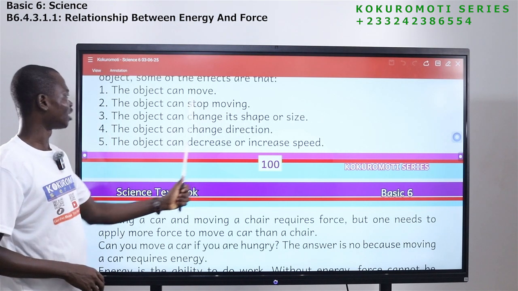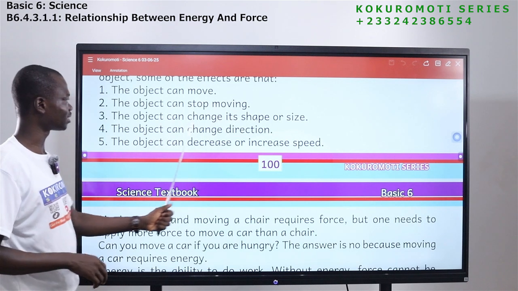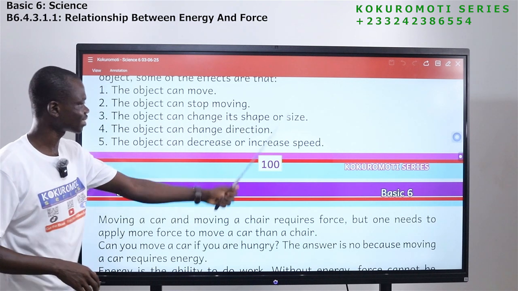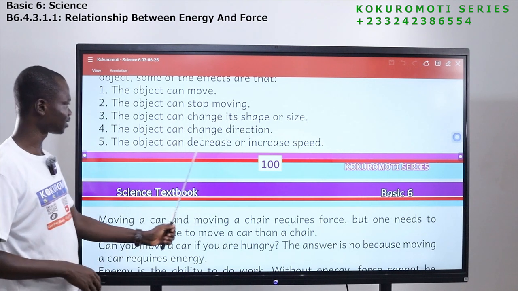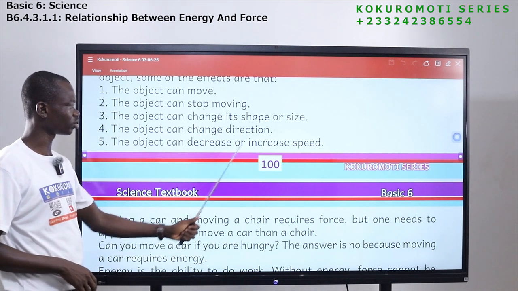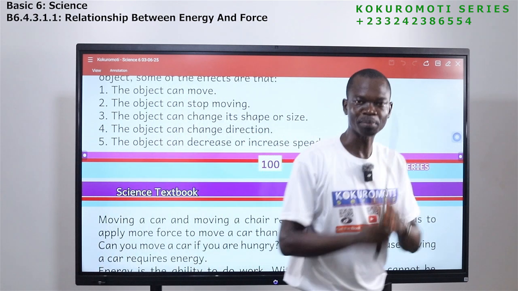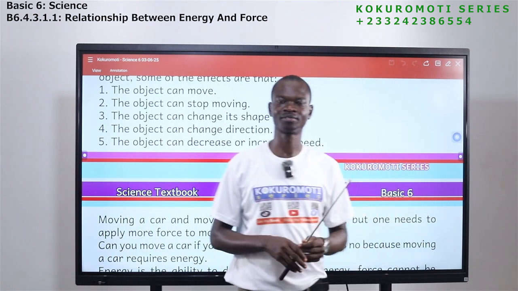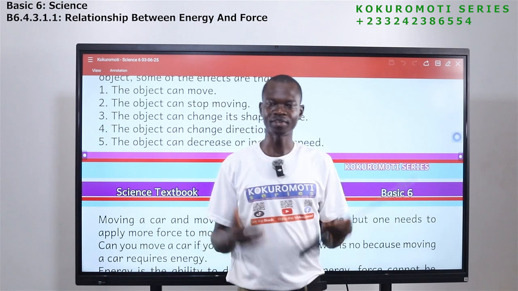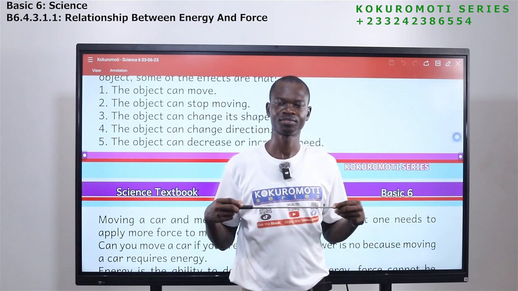1, the object can move. 2, the object can stop moving. 3, the object can change its shape or size. 4, the object can change direction. 5, the object can decrease or increase speed. So anytime you apply force to an object, there are some effects that the force has on the object.